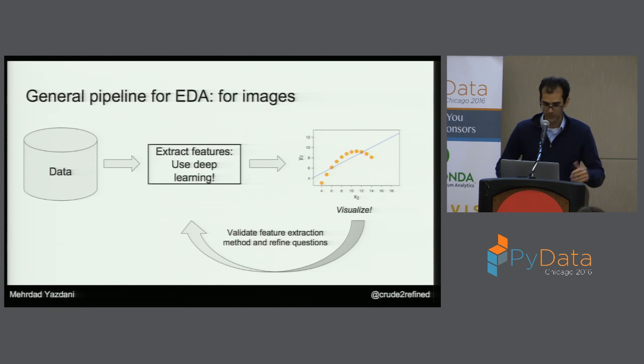So, reviewing again, we had a collection of images, we extract some features, and then we visualize them, right? In the previous case, the features are basically just metadata, the time that it was posted, and maybe average hue, so just some color histogram, right? That's our features. But if you have a collection of images, you really need to be using deep learning. It's really quite impressive how well it works.